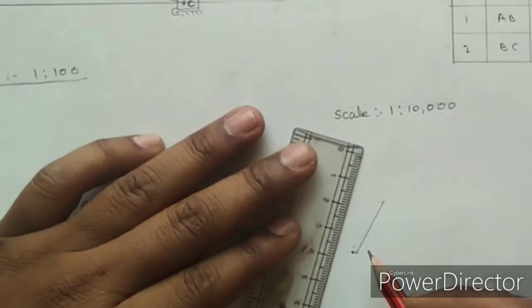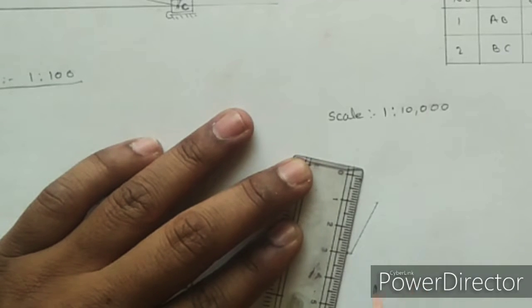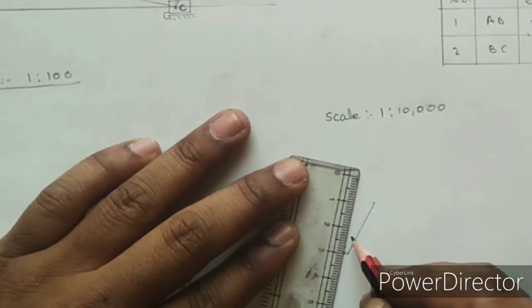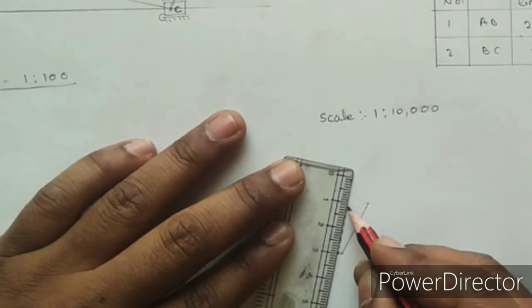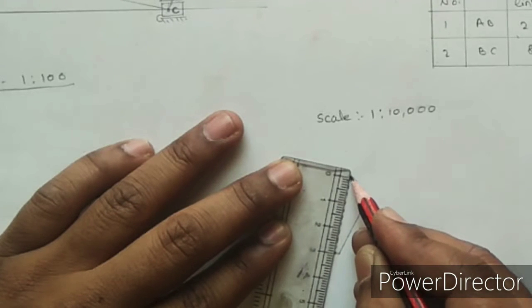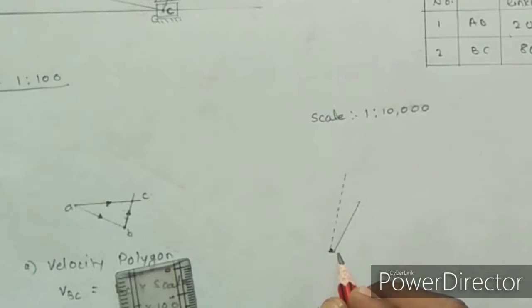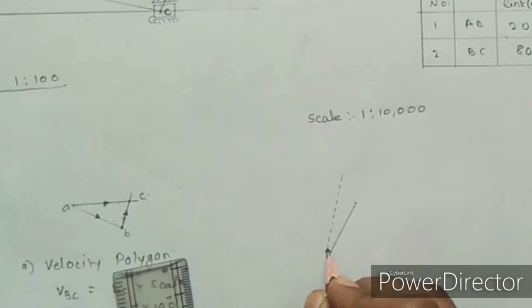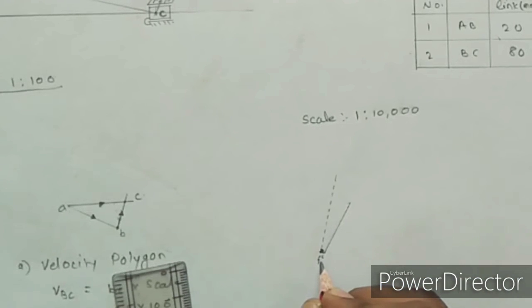Now next is tangential acceleration, which is perpendicular to the centripetal. So draw tangential acceleration perpendicular to the centripetal. As we don't have a dimension, so just draw it, which is 90 degrees to the centripetal. Give a name to the centripetal as FCBC.